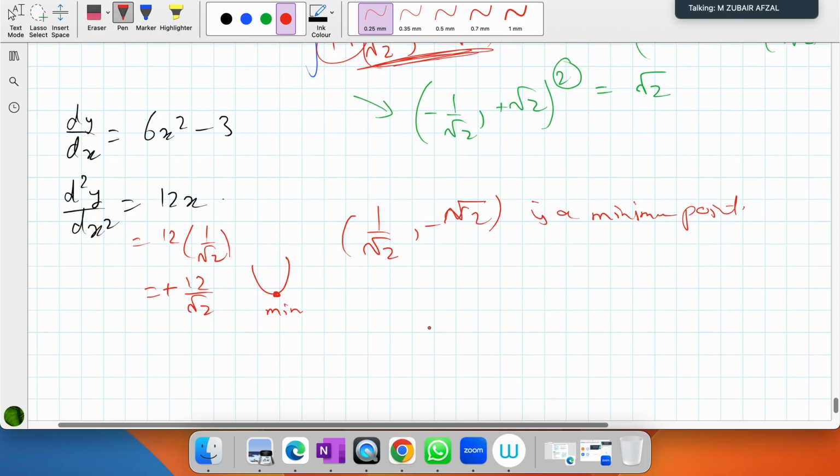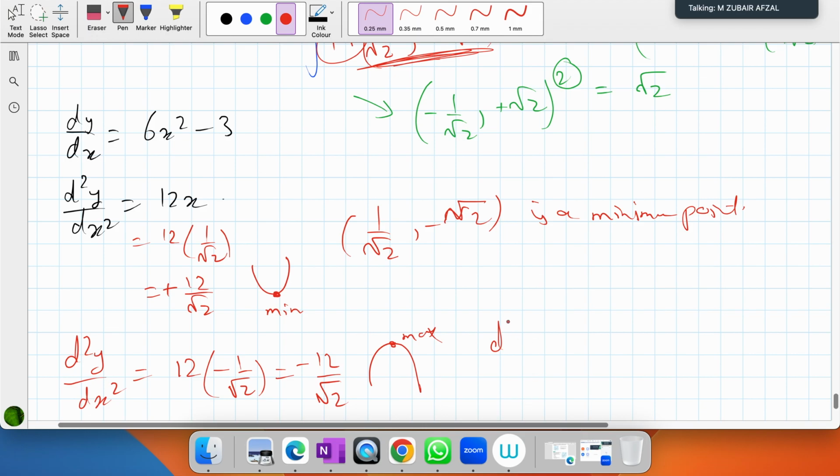And on the other hand, we know that that would be maximum, but for the sake of working, we have to show this step. It is negative 12 by square root 2. Again, we are not concerned whatever the value is, but it is negative. Negative means a sad face. Sad face is maximum. So we'll say d square y over dx square is less than 0.